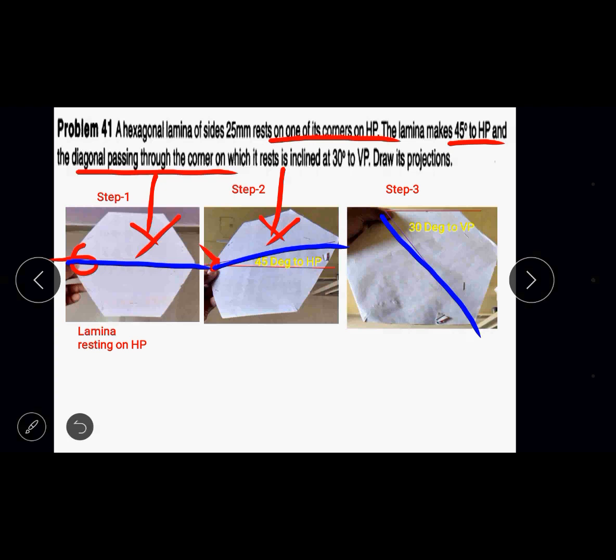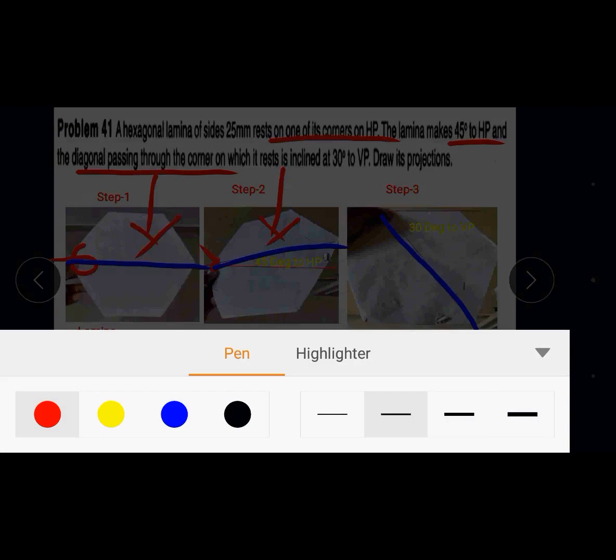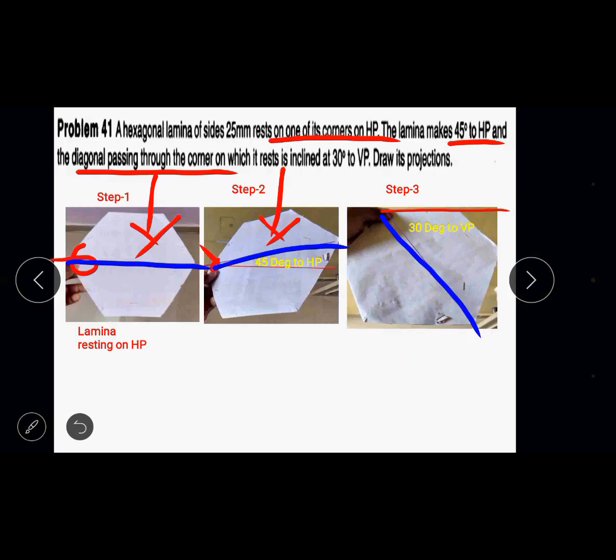So draw one horizontal line on the VP. You can see the horizontal line on the vertical plane, the opposite wall, the wall which is opposite to you. From the opposite wall, with reference to the horizontal line drawn, you should count an angle of 30 degree in clockwise direction. So that happens in the third step. The lamina is tilted in such a way that the median of the lamina is tilted 30 degree to VP in clockwise direction.